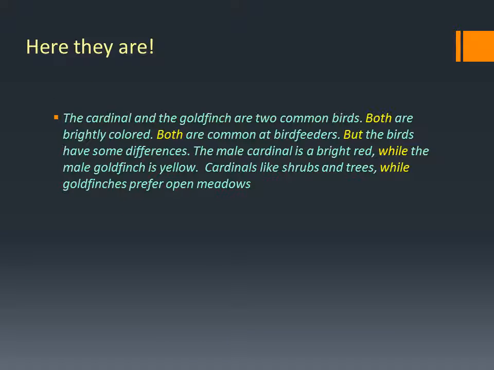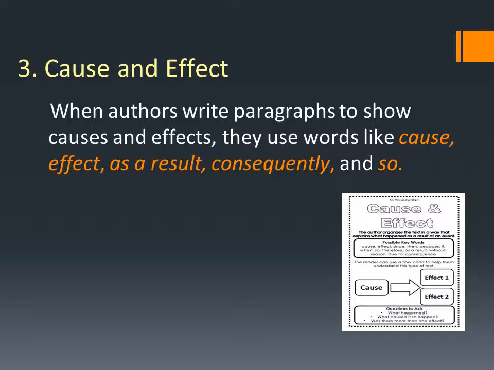So he's using words like both, but, while to show the similarities or the differences. So that's another way the text can be organized. The third way the text can be organized is cause and effect. For cause and effect, the author uses words like because, since, when, as a result, without, and so on.